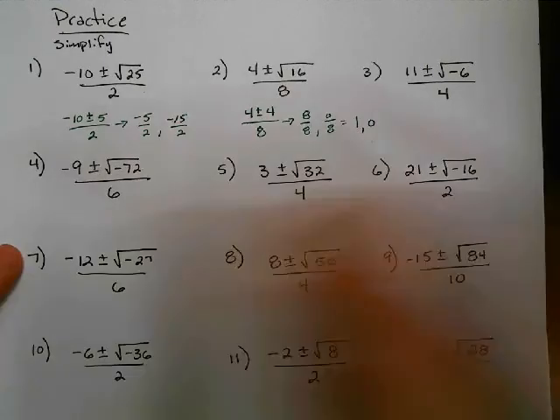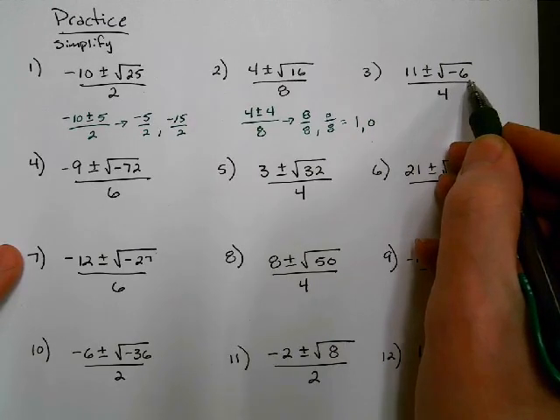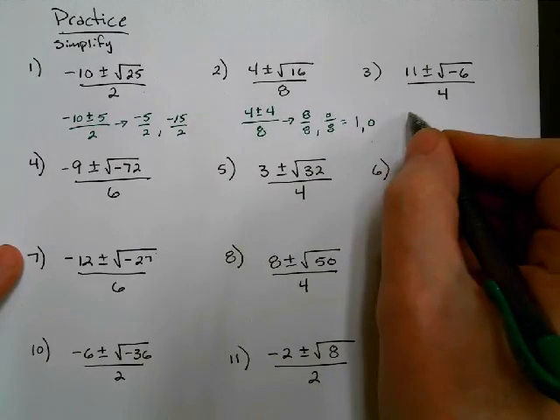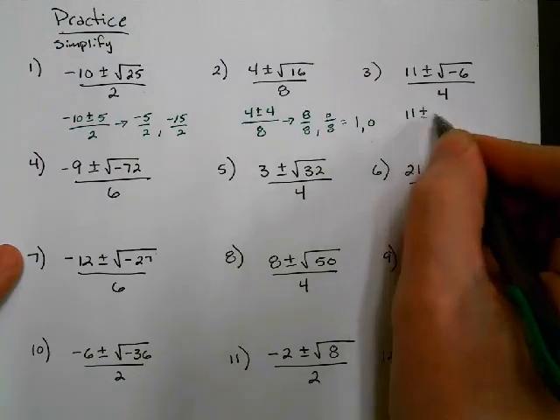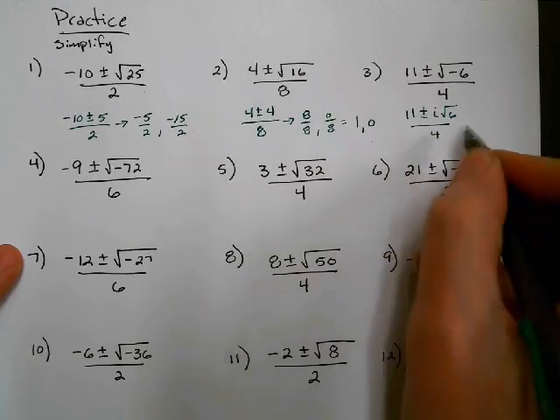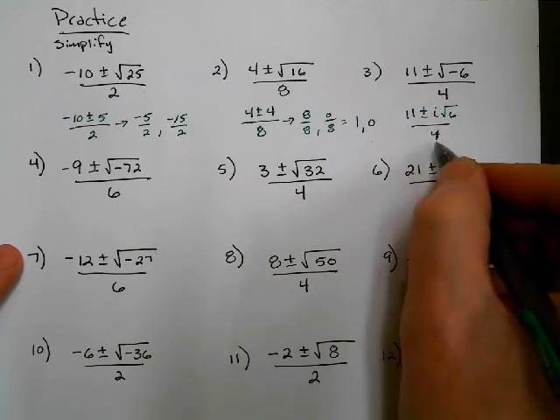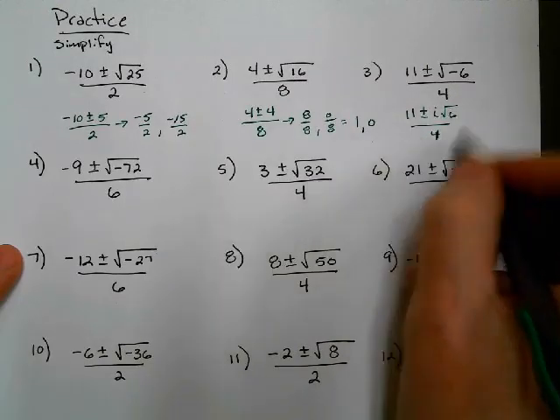All right, next one. 6 is not a perfect square. It also doesn't reduce. It's just 3 times 2. There's no pairs in there, but I've got a negative in there. So I'm going to change that negative into i. And I get i root 6 over 4. Now the 4 cannot reduce with the radical. Only whole numbers reduce with whole numbers. So this is as far as I can go.